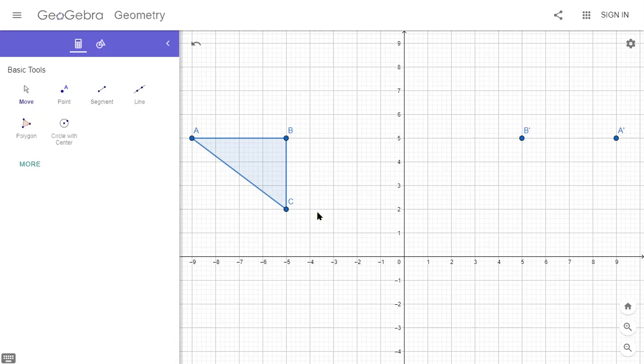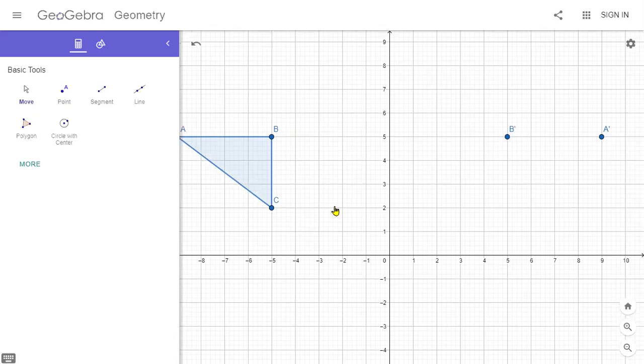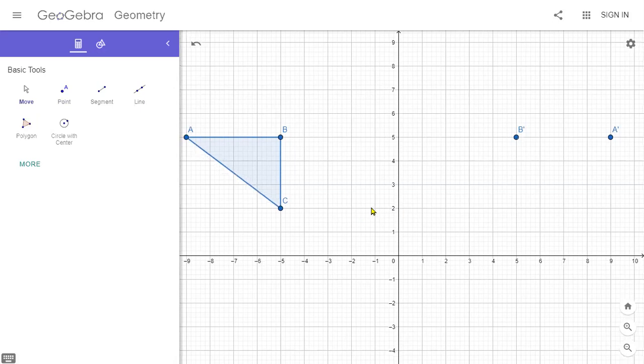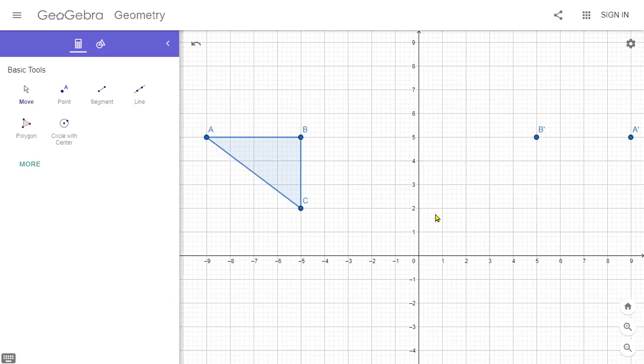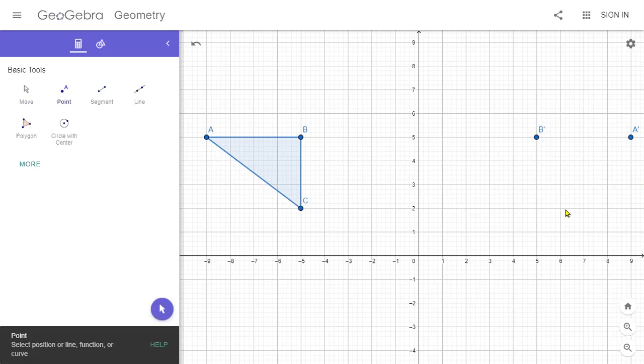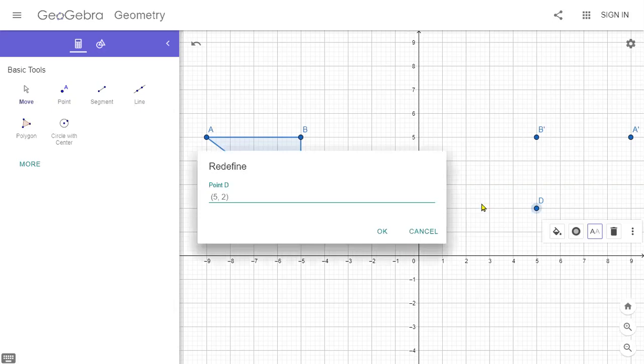Similarly, we can do it for the vertex C. C is located 1, 2. Let me count: 1 unit, 2 units, 3 units, 4 units, 5 units. It is located 5 units away. We have to go in the opposite direction 1, 2, 3, 4, 5. Let me mark the point for C prime. This is just C prime. Let me rename it. It is just C prime.